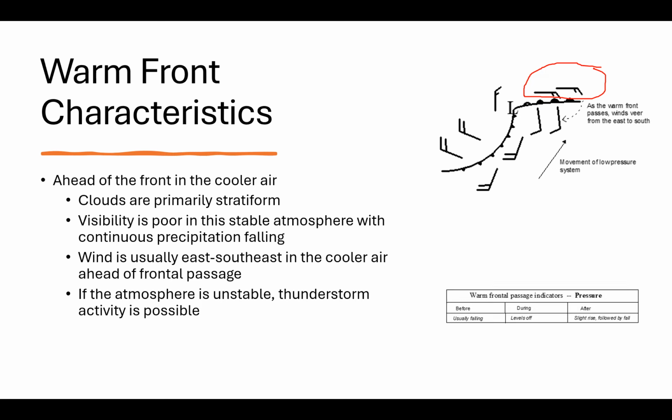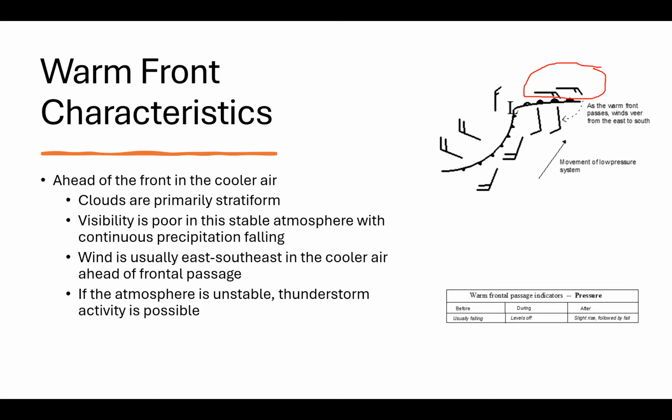Visibility will be poor in the stable atmosphere ahead of the warm front, with continuous precipitation falling. In wintertime, it's very common to have fog and very low clouds, specifically stratus clouds, ahead of a warm frontal passage. You will get continuous precip. Sometimes you get just continuous drizzle or that mist that kind of floats in the air with very thick fog. Wind is usually going to be east, southeast in the cooler air ahead of the frontal passage.